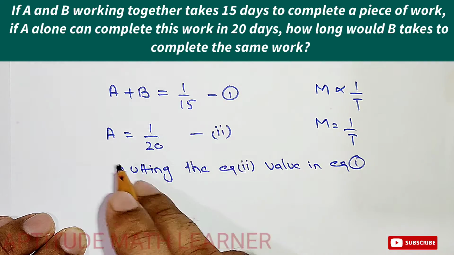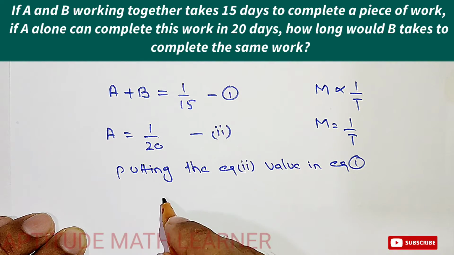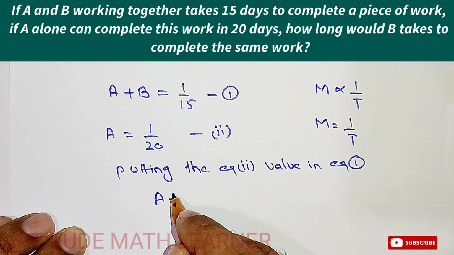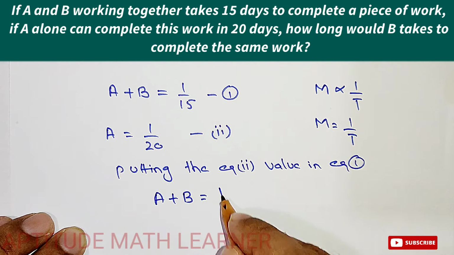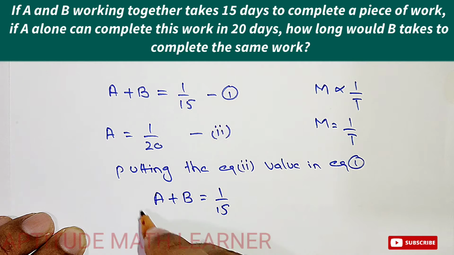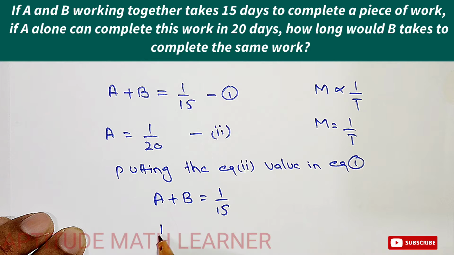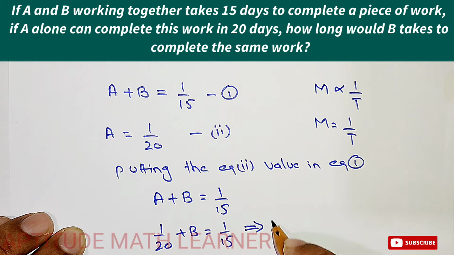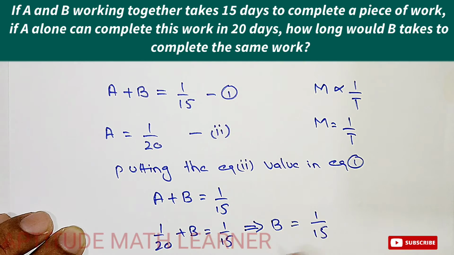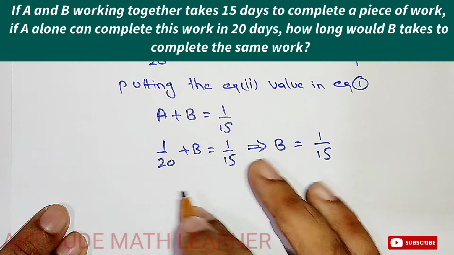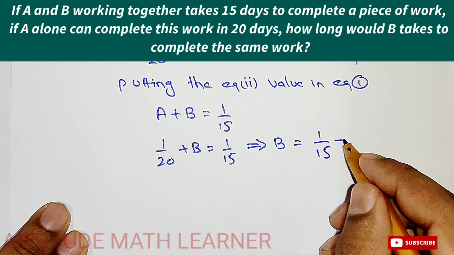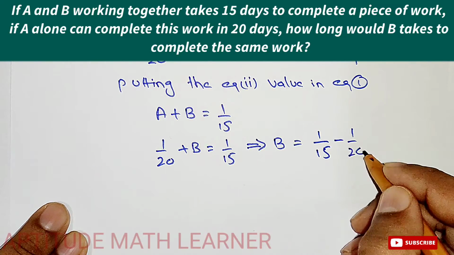So we have to put the value of A in equation 1. The first equation is A plus B is equal to 1 upon 15. And what is the value of A? That is 1 upon 20. So 1 upon 20 plus B is equal to 1 upon 15. So this becomes B is equal to 1 upon 15, and this 1 upon 20 goes to this side and becomes minus 1 upon 20.